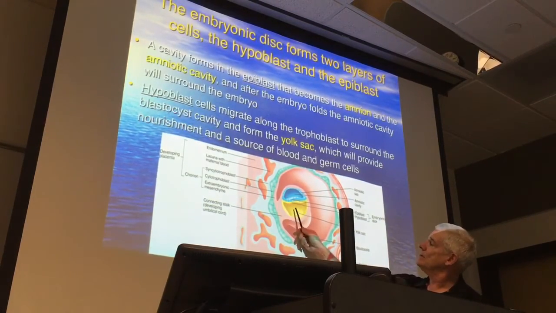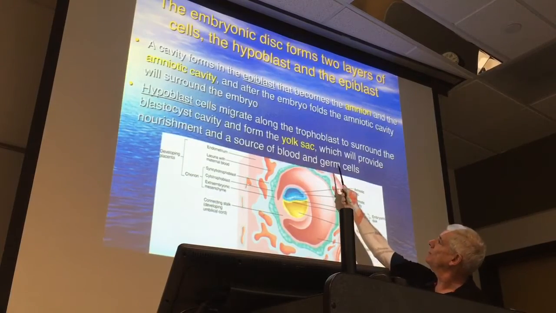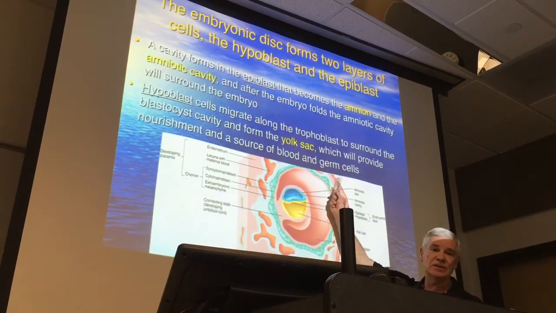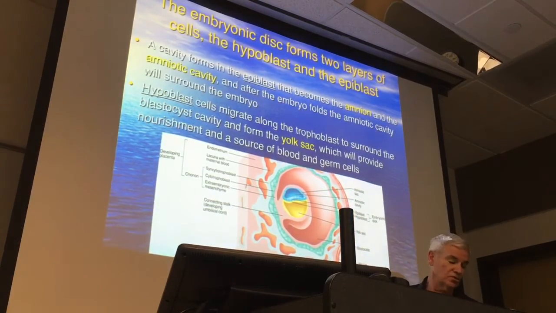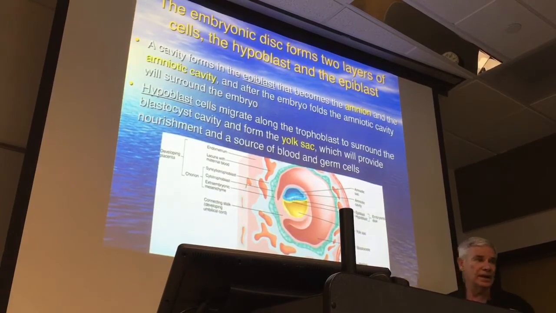Oh, the yolk sac is a source of blood vessels, blood cells, and germ cells. Germ cells that are gonna form the eggs and the sperm.